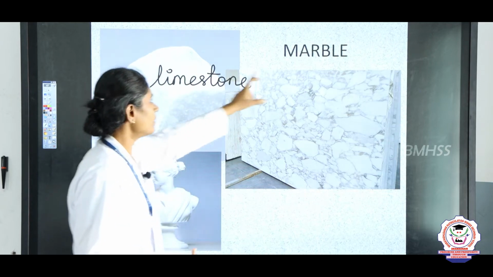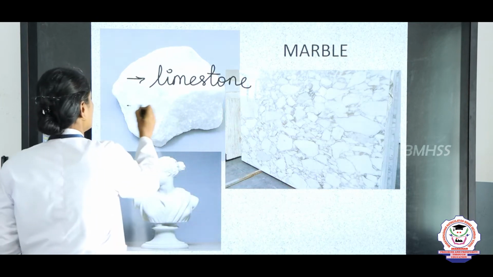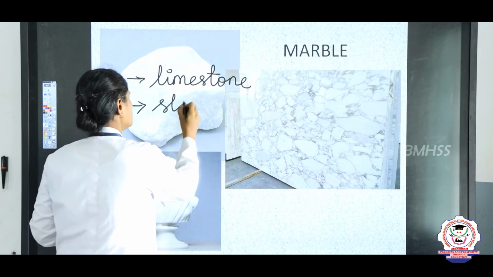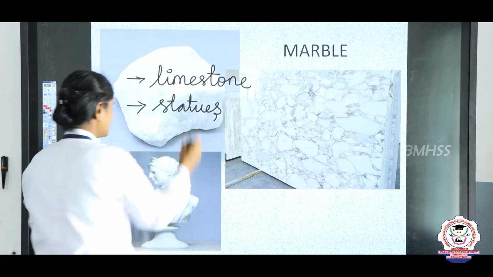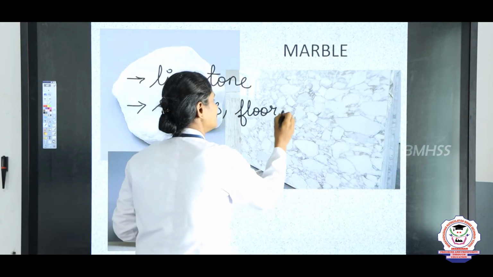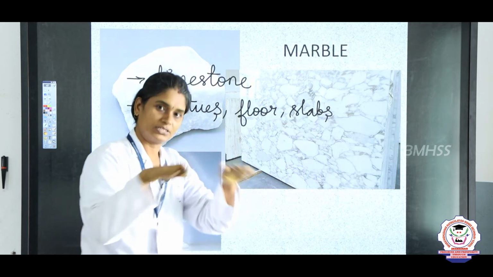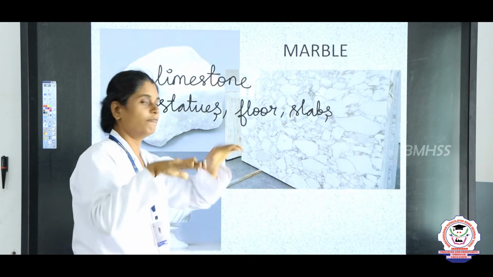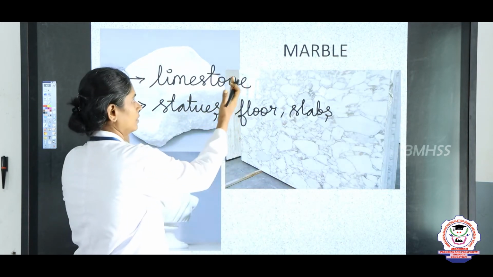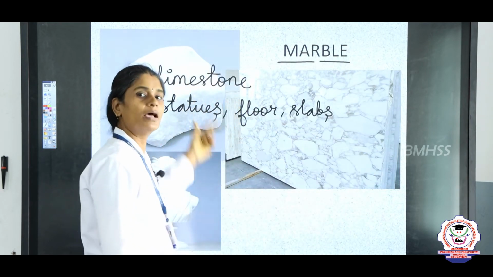And now this marble, why do we use this marble? This marble is used in making statues. So you can see a statue also here, and flooring and slabs. To make slabs in your home, in your construction, in the building, and to make floors in the buildings, right. So this marble is used. So now you are clear with how the marble is formed, right. So M-A-R-B-L-E, marble is formed from limestone.